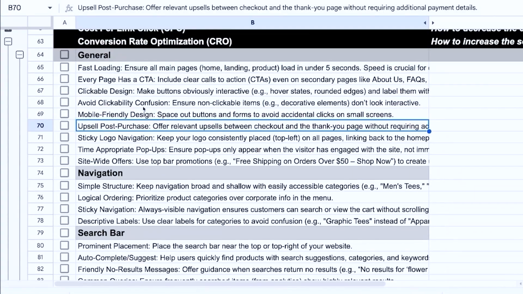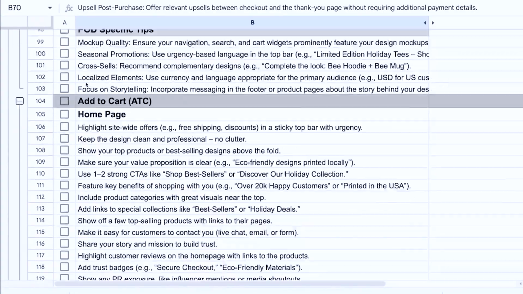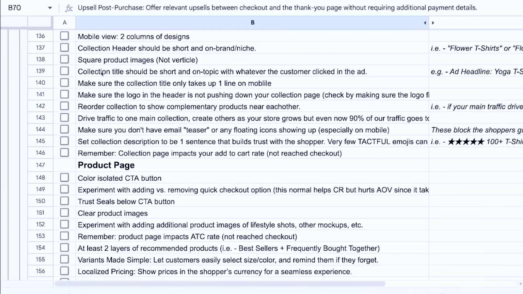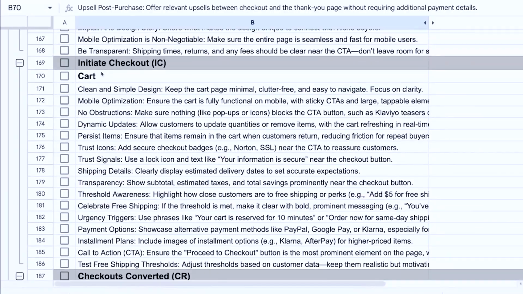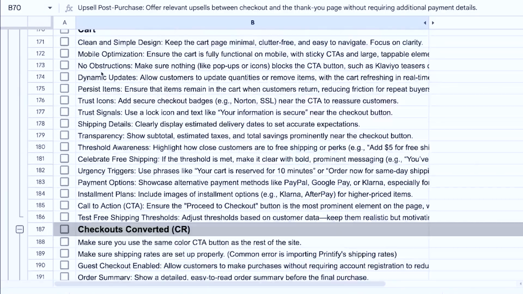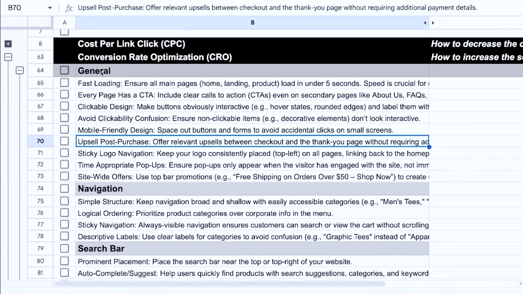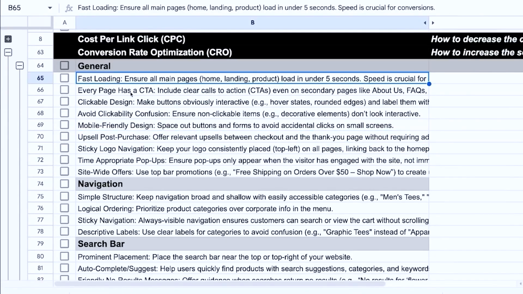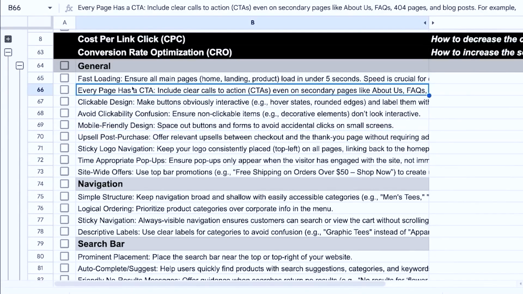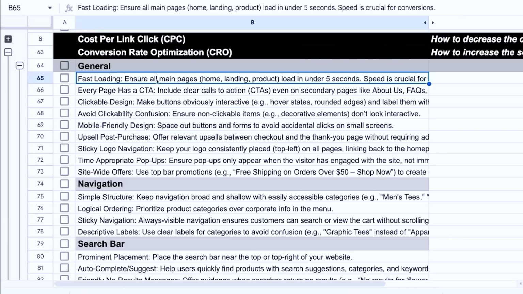This is broken up into the general section, then add to cart, then reach checkout or initiate checkout, and then checkouts converted. And then we'll go over AOV last. So, general CRO things to keep in mind. Number one, fast loading. We want to ensure that all of our main pages load in under 5 seconds. Speed is crucial for conversions.